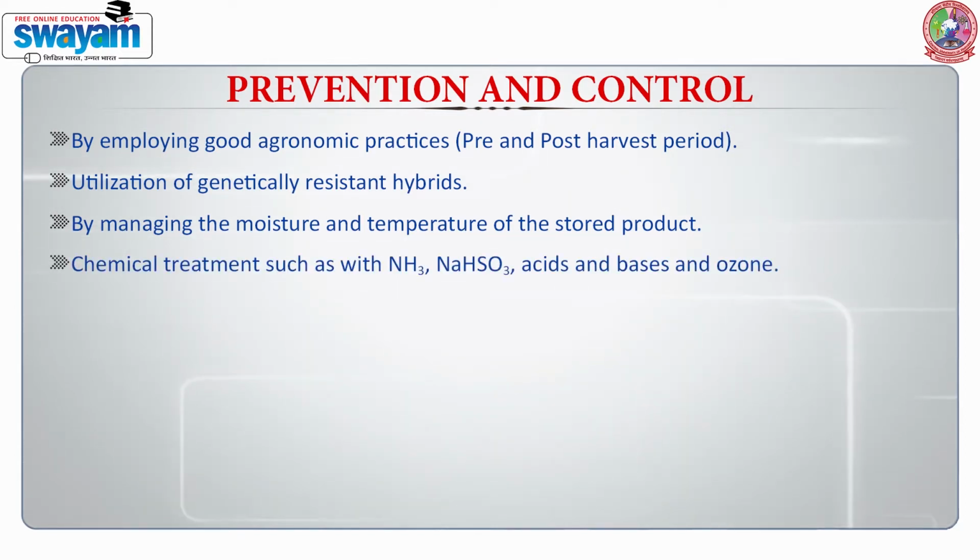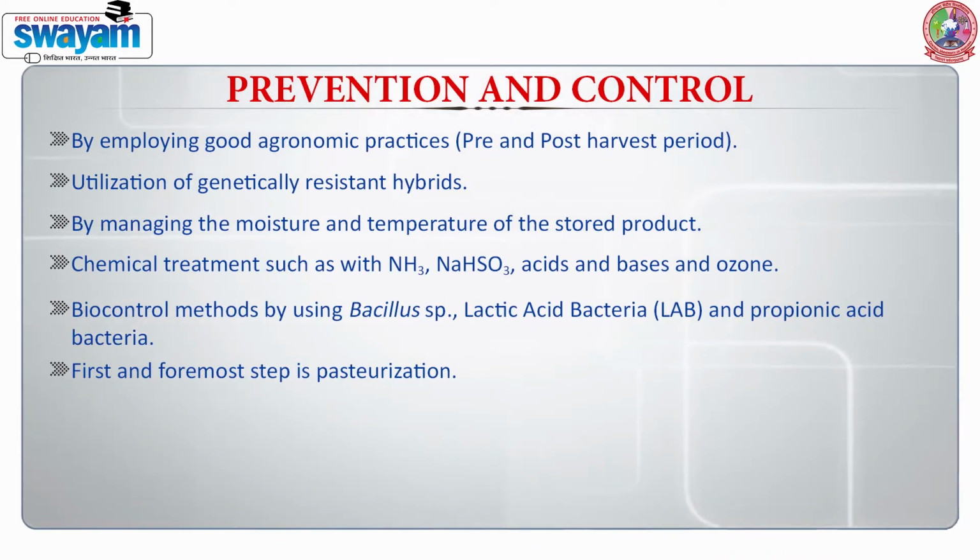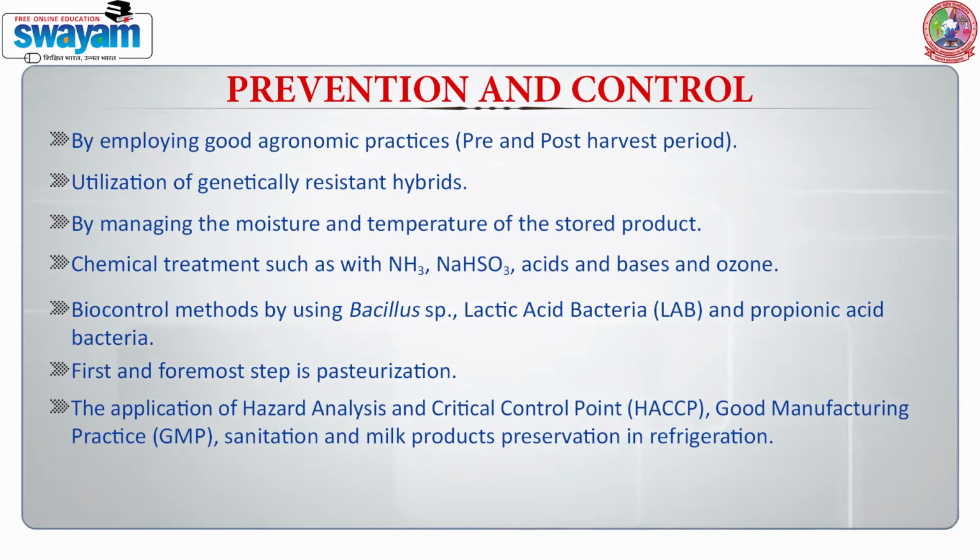Chemical treatment with compounds like ammonia, sodium thiosulfate, bases and ozone also helps. Biocontrol methods using Bacillus species, lactic acid bacteria and propionic acid bacteria are also found to be effective in reducing the incidence. The other important thing is to pasteurize and follow the HACCP practices and good manufacturing practices. Sanitation and milk product preservation by adopting refrigeration is an important step towards preventing the occurrence of mycotoxins.